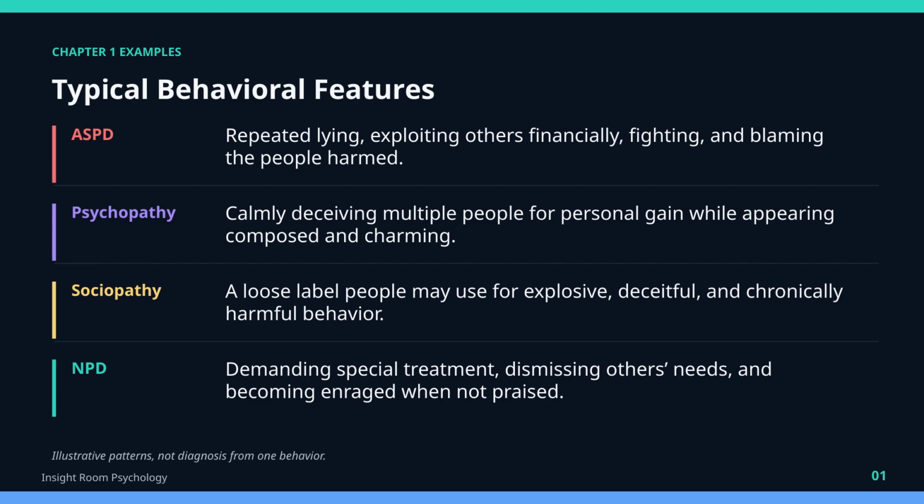With psychopathy, the behavioral pattern can overlap with ASPD, but psychopathy is broader than just behavior. It often includes superficial charm, manipulation, callousness, shallow emotional expression, low remorse, stimulation seeking, and often antisocial behavior. For example, someone with strong psychopathic traits may calmly deceive multiple people for personal gain while appearing charming, composed, and socially confident. They may not seem impulsively out of control. They may seem strategic, smooth, and emotionally detached.